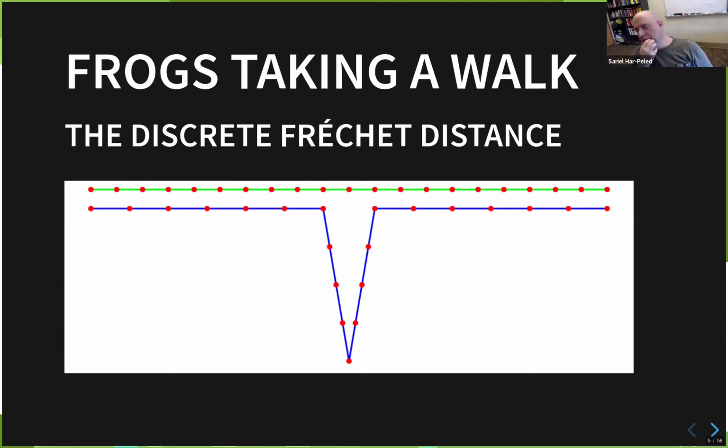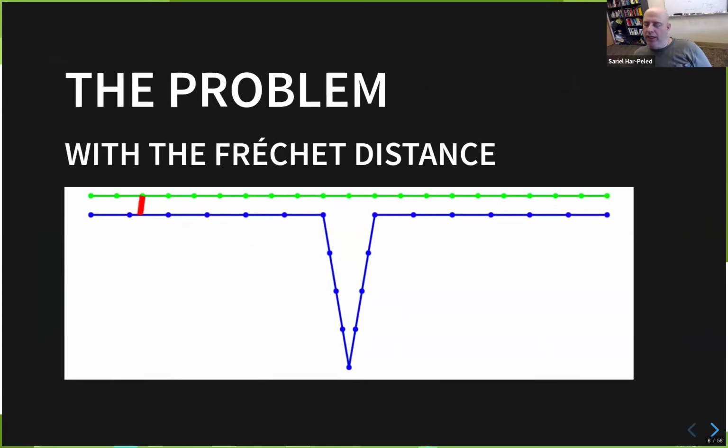which is really what most people use in practice. And the basic idea is that you sprinkle points on the two curves, and now you think about it as two frogs. One frog jumps along one sequence of points, the other frog jumps along the other sequence of points, and at every point in time, only one frog is allowed to jump forward, and of course, the frog is not allowed to jump backward. So if you turn it into dynamic programming, this turns out to be a very easy dynamic programming, very similar to edit distance.